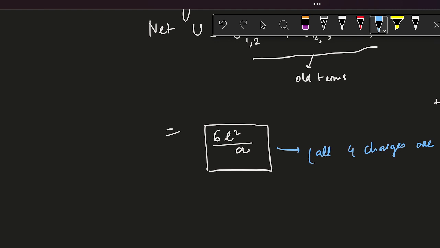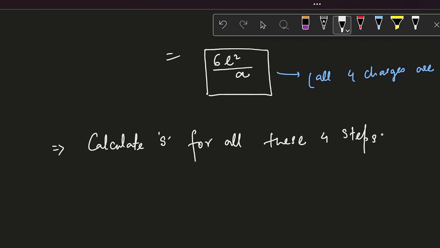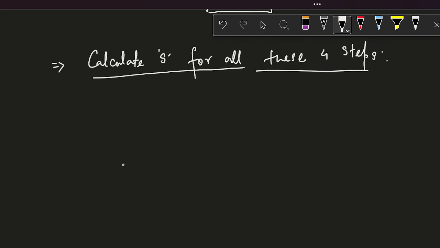Okay, so basically we have now solved the calculation of U. Now you have to get the value of the entropy also for the same configurations. So what you do is calculate entropy for all these 4 steps, the steps for which you have already calculated your U. Now we have to calculate your entropy or S. Okay. So this will be easy.